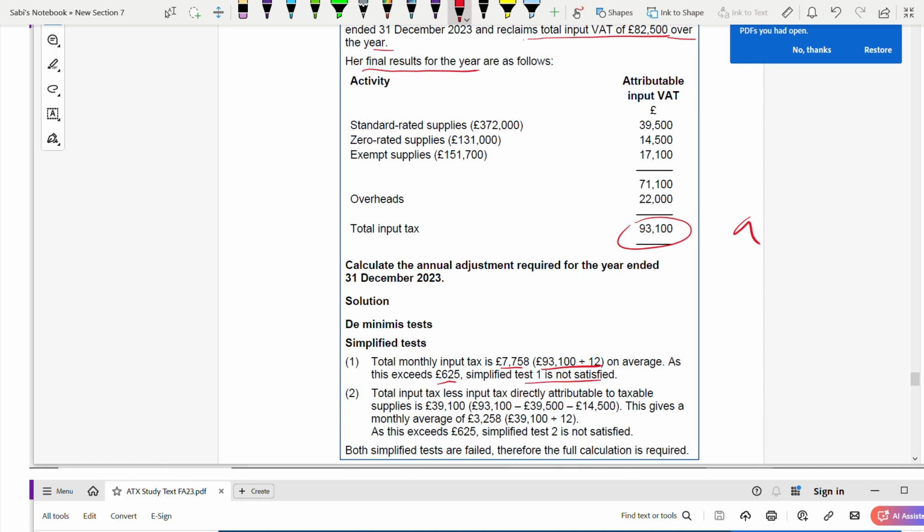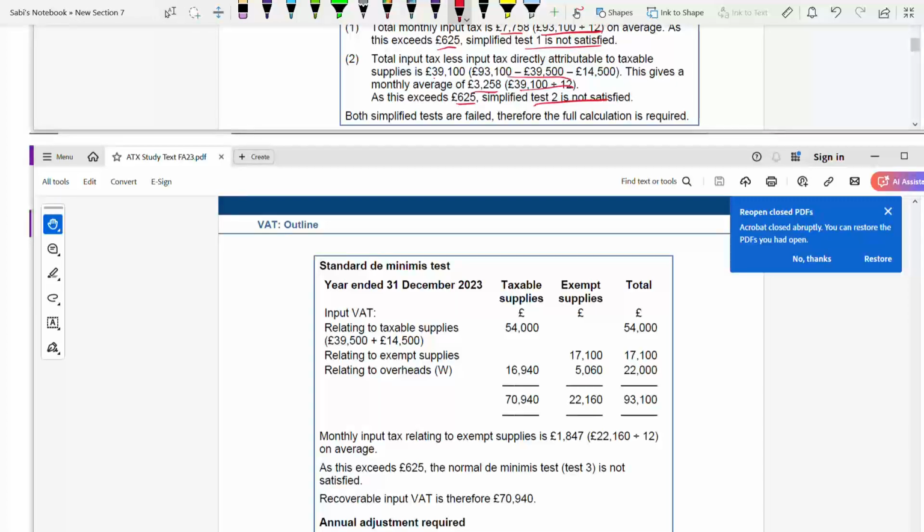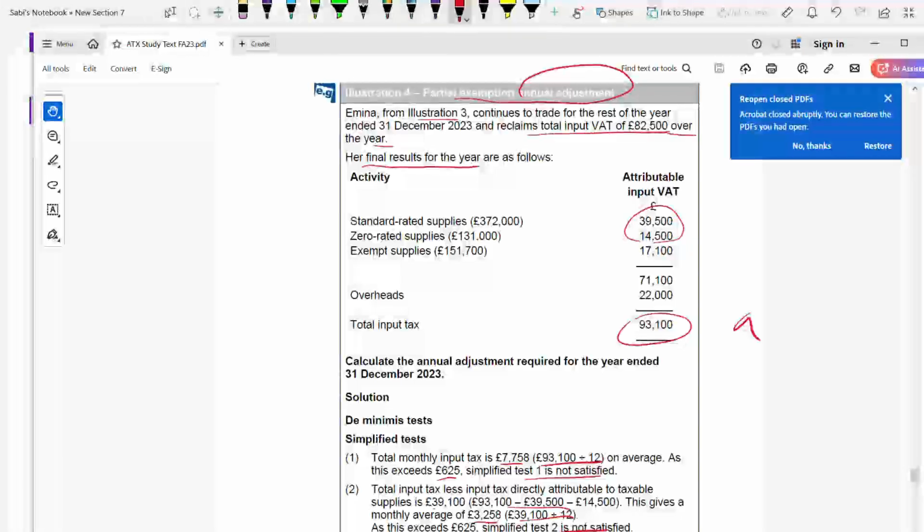Coming to test 2, from here you deduct these taxable supplies and you get this. This you divide by 12. Test 2 is also not satisfied. Come to de minimis, same way. Add both of these. Okay, these two you are adding.